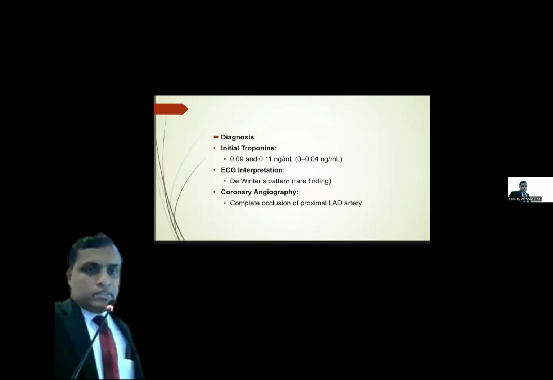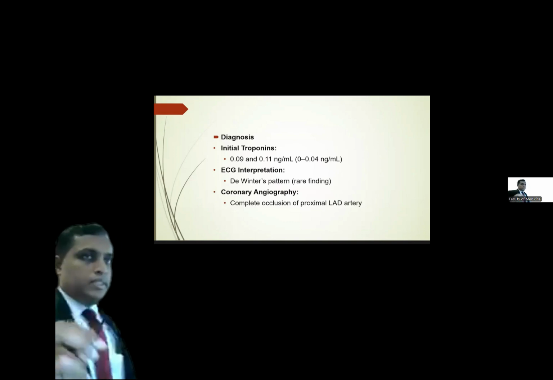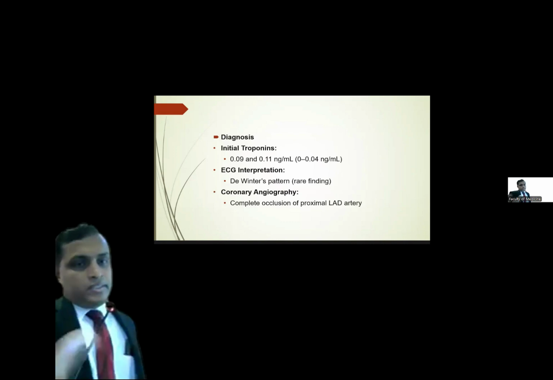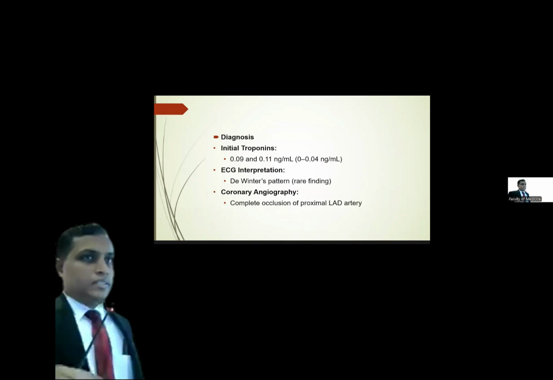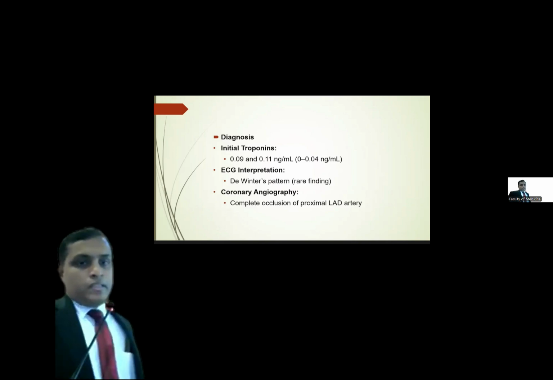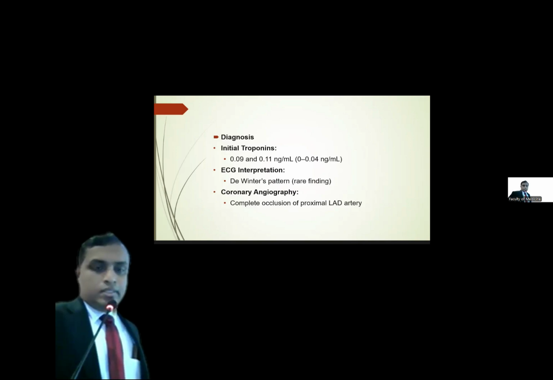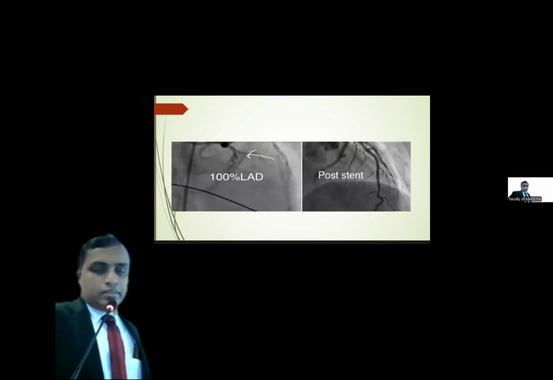Troponin was elevated. So this ECG is called the De Winter pattern. It's a kind of rare and usually early finding, as well as a STEMI equivalent. So if there is a De Winter pattern on ECG, you should treat him as ST-elevation MI. The coronary angiogram was done, and there's an occlusion of the proximal LAD.